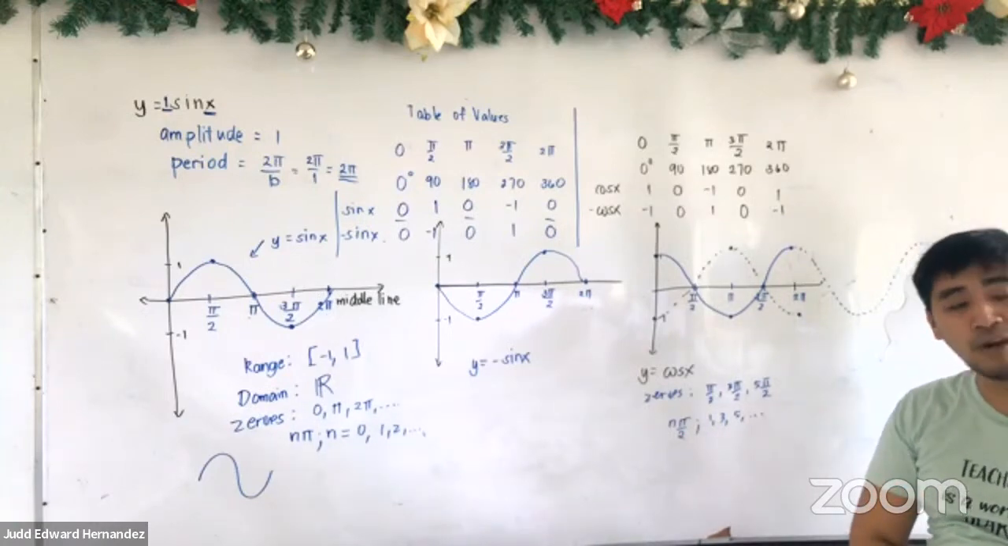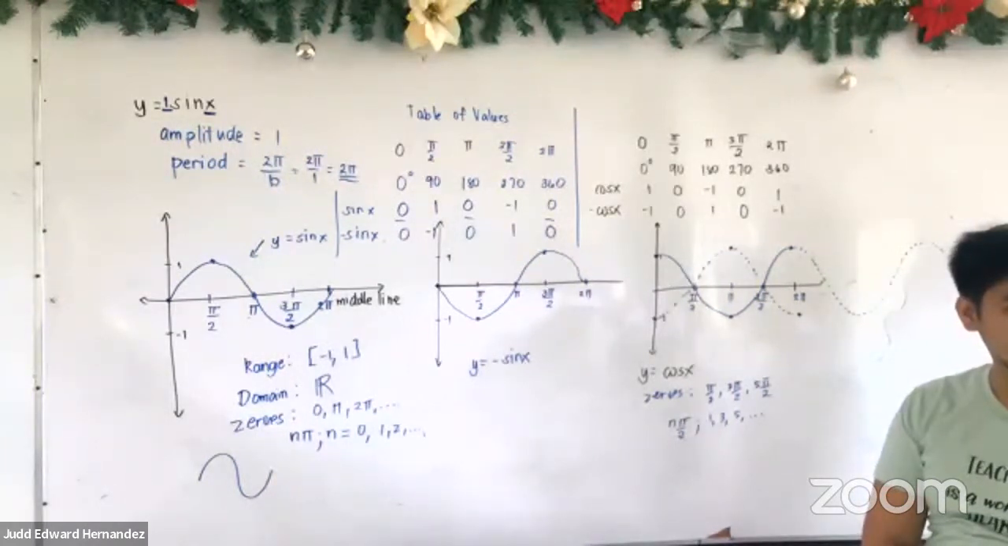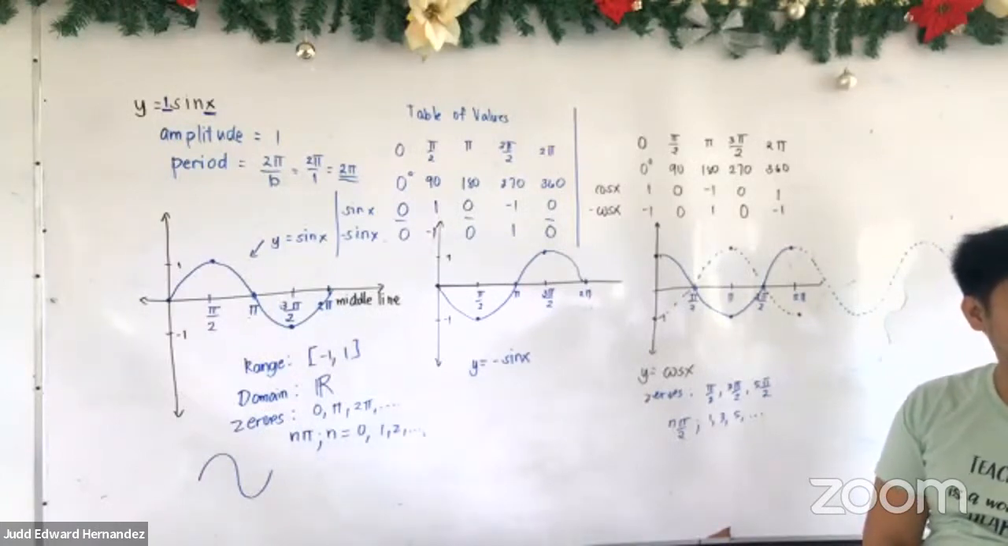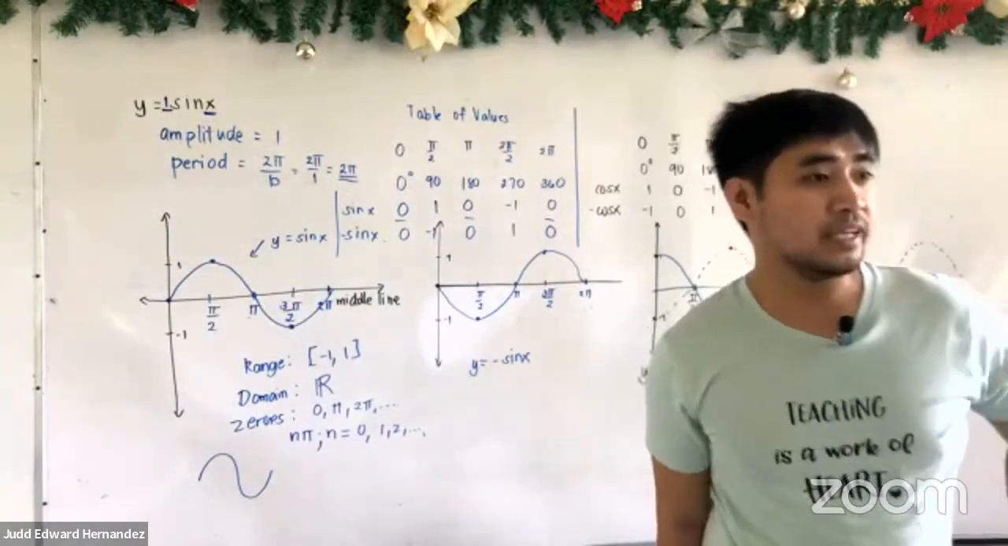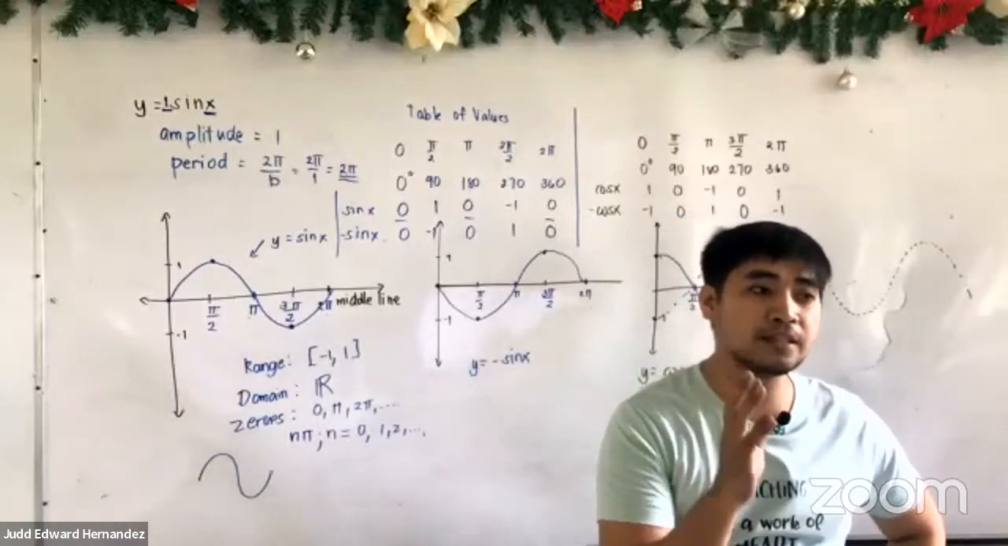Ulit magsisimula yung y is equal to positive cosine x sa taas. Sa taas, saan magsisimula yung y is equal to negative cosine x? Sa baba po. Maliwanag na po. Kailangan, alam mo, etong apat na to.